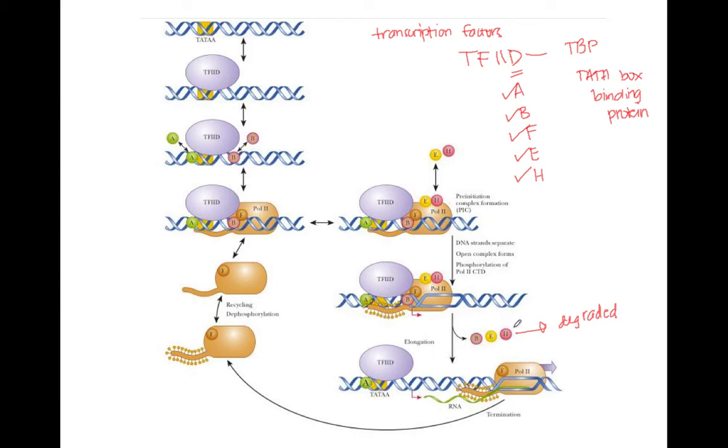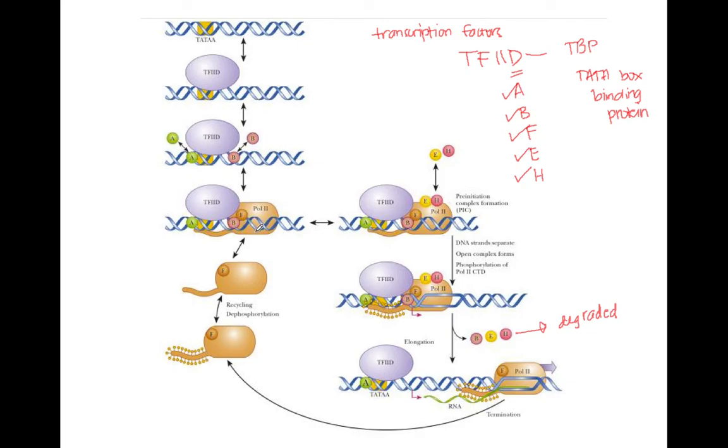So, once they dissociate, your polymerase 2 zips through the DNA and produces the RNA. At the end of the sequences, at the end of transcription, polymerase 2 and mRNA dissociate. Your polymerase 2 here has to be dephosphorylated, meaning you remove the phosphate groups so that it can do another round of transcription.